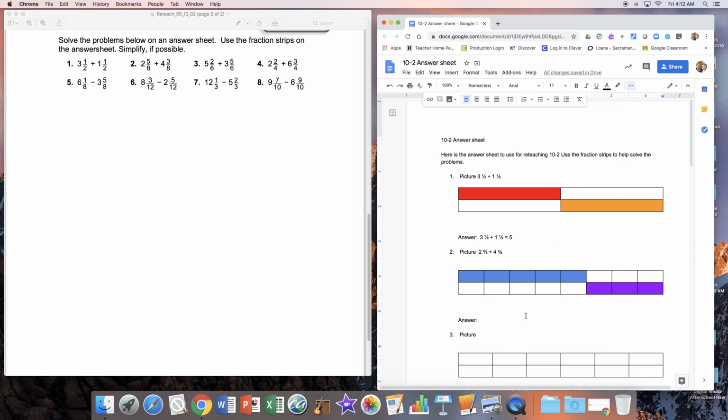So the answer is going to be 2 and 5/8 plus 4 and 3/8 equals, well, 2 plus 4 is 6. And if you look at the picture, we have those and then those, and that makes a what? A whole. So this would be 4 plus 2 is 6, plus 1 more is 7.